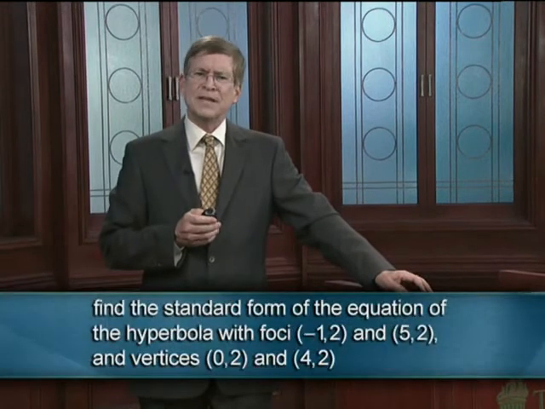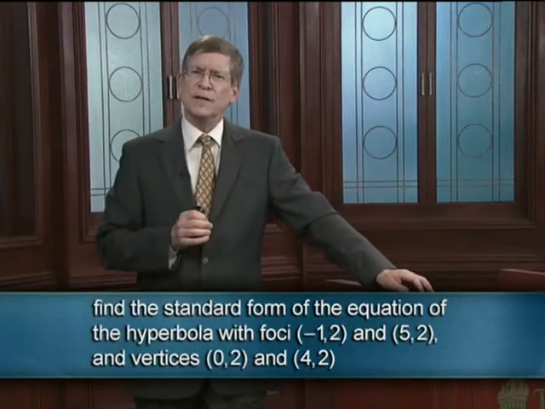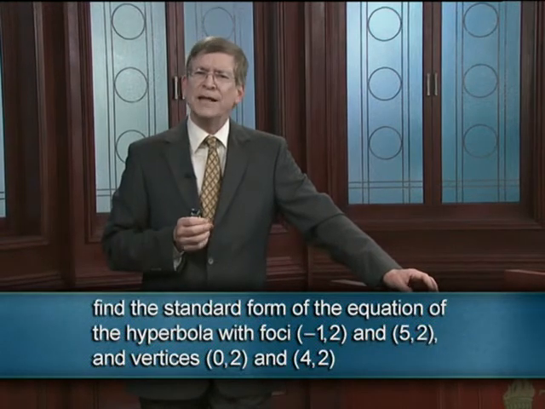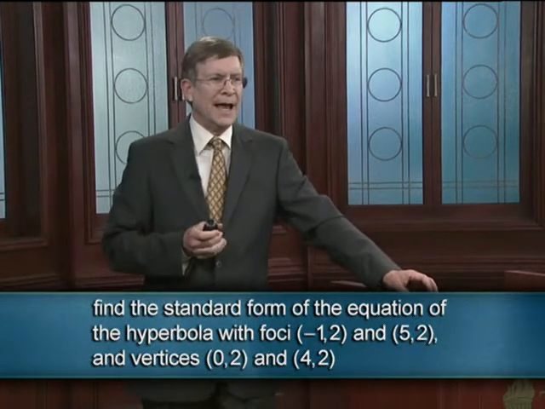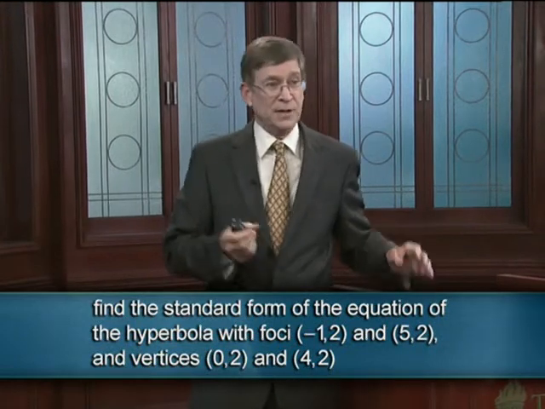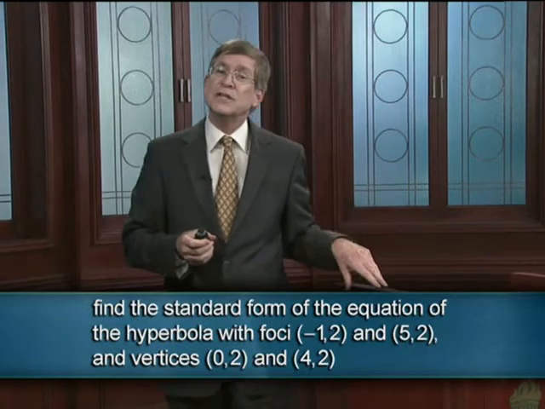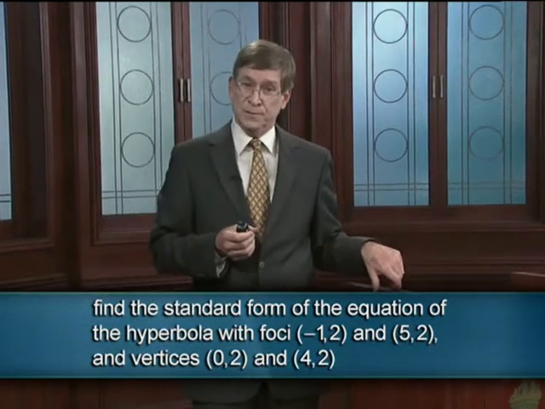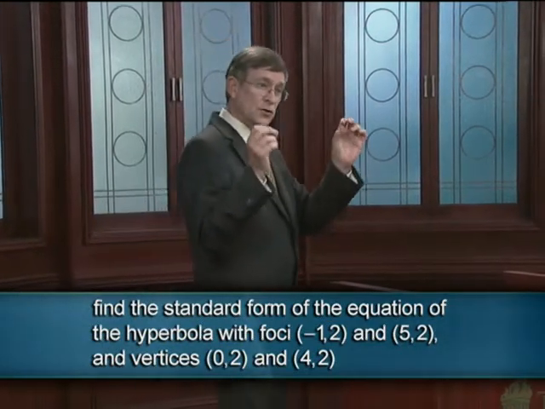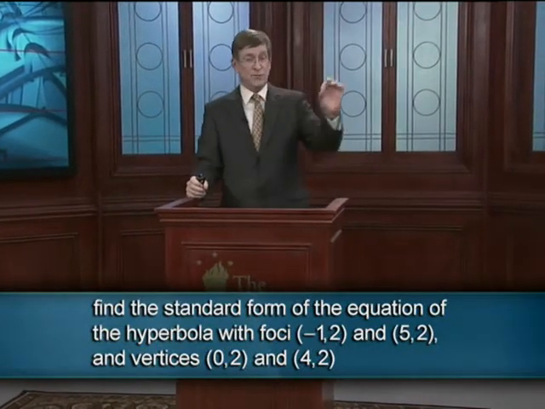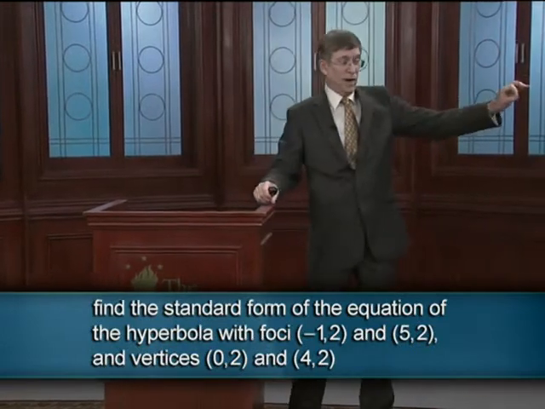Let's pin it down with a straightforward example. So here we go. Let's find the standard form of the equation of the hyperbola with foci at (-1, 2) and (5, 2). So it has two foci at (-1, 2) and (5, 2), and vertices at (0, 2) and (4, 2). So we have two foci and two vertices. Notice the y coordinate here is 2 everywhere, so it's kind of going this way.